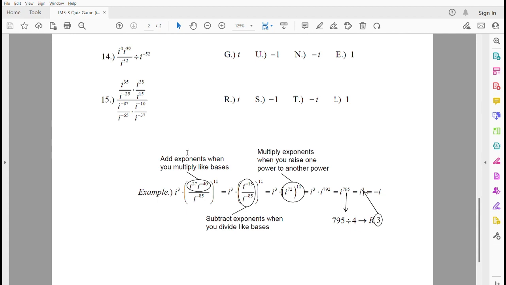So remember, we're going to be adding exponents when we multiply the same base. We can subtract exponents when we're dividing bases. If we have a power to a power, we're really multiplying those together. And if you have a really big power of i, remember you can divide that by 4 and take the remainder and use the remainder instead of the original power. And then we just have to remember that i to the 0 is 1, i to the first is i, i squared is -1, and i to the third, it says here, is -i. All right, let's give this a shot.